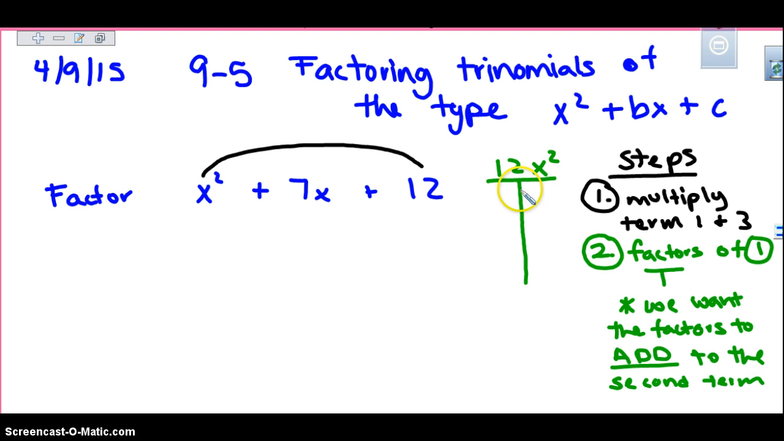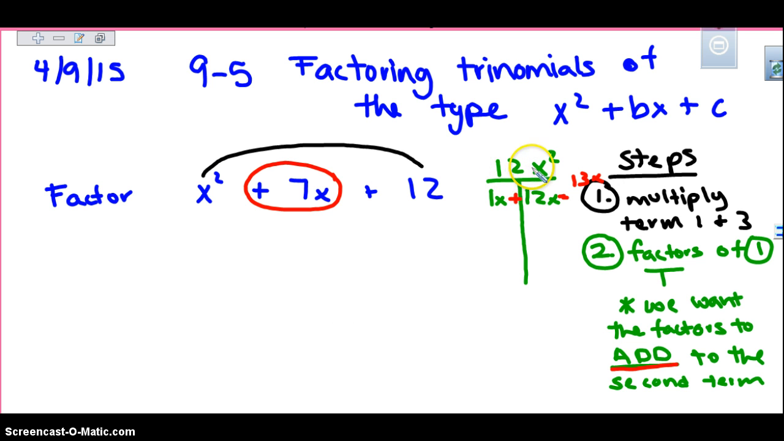So let's start factoring 12x squared. 1x times 12x is 12x squared. Yes or no? If I add these, what do they add up to? 13x. If I add these, 1x plus 12x, this equals 13x. And we want it to equal 7x.